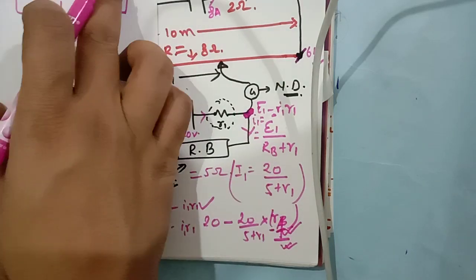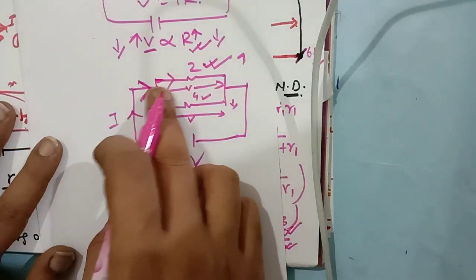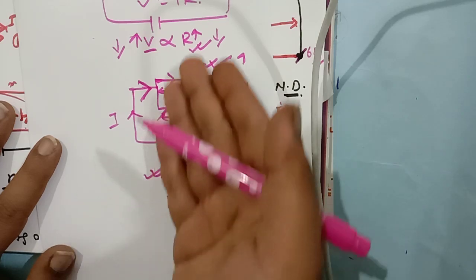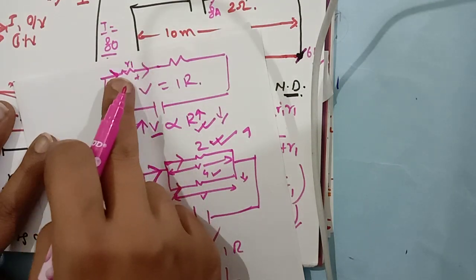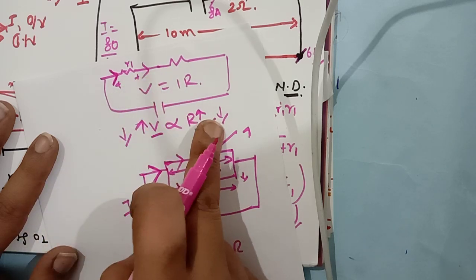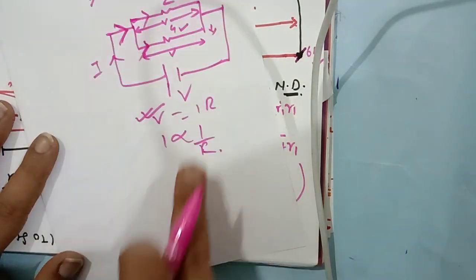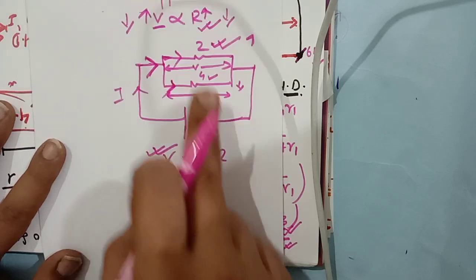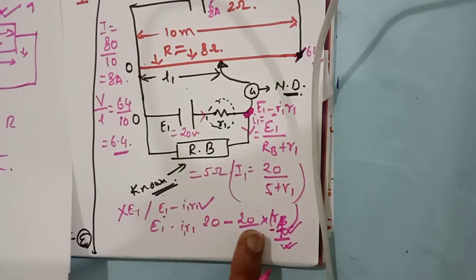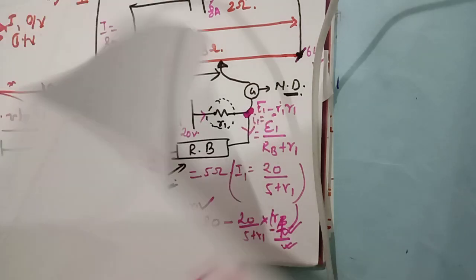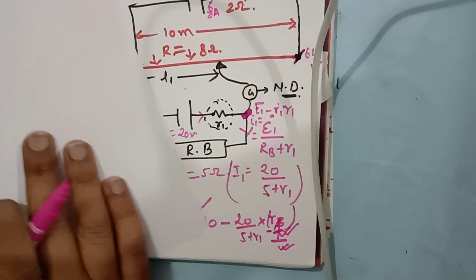For voltage division in a parallel circuit, voltage division doesn't hold any value because the voltage is the same. In a series circuit, current division doesn't hold any value because the current is the same. Here voltage will be divided directly with respect to resistance. Here current will be divided inversely with respect to resistance, right? So I was confusing it there. Hope you will not confuse this afterwards, right?